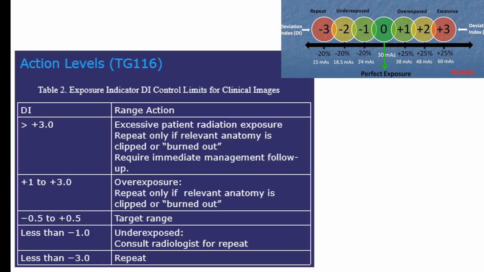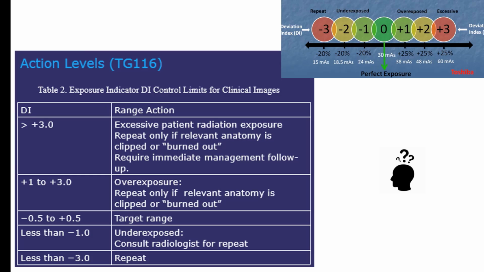Well, once we get the exposure indices, what do we do with them? Well, we have a range of action. On the DI, anything that's greater than a +3 provides excessive patient radiation exposure, and you should repeat only if the relevant anatomy is clipped or burned out, and it requires an immediate management follow-up to find out if it's the equipment or the tech.